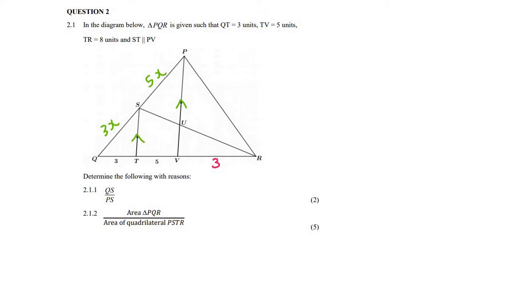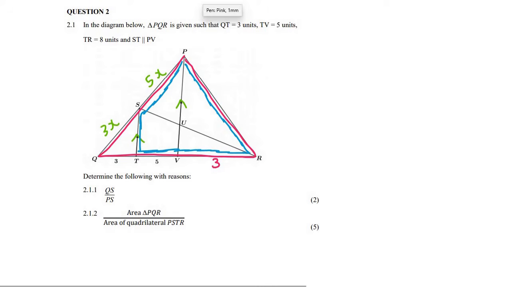Now, question 2.1.2 says the area of triangle PQR, okay, so that's the entire triangle, over the area of quadrilateral PSTR. Wow, so this looks quite interesting. I must be honest, I had to sit and look at this question for quite some time. Because I was trying to work out the area of the quadrilateral directly, but there is no way to do that. So the better approach is actually to do the following.